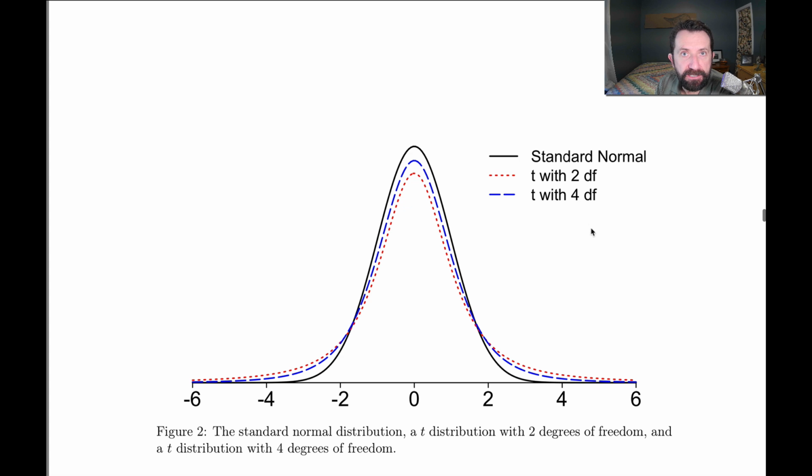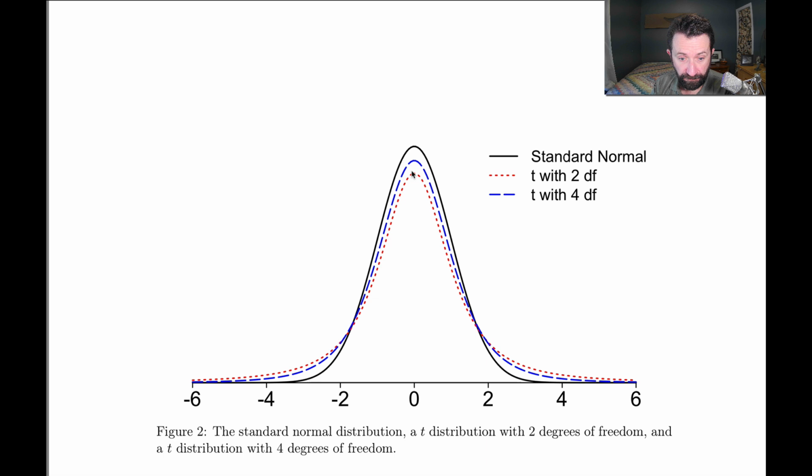So T has that one parameter, the degrees of freedom. I've got a standard normal, which is the solid one here, and then two different T distributions. The degrees of freedom has to just be positive, but for our purposes, it's typically going to be a whole number, and often bigger than 2 and 4, but I chose these for visual reasons here.